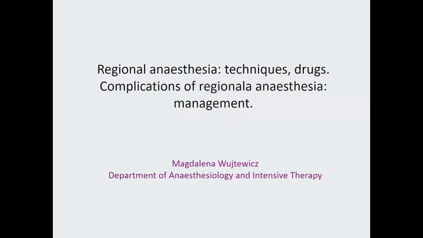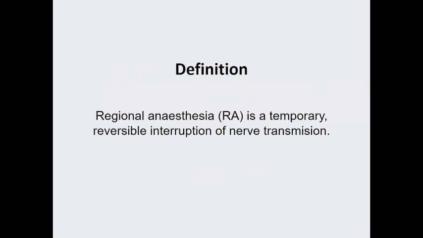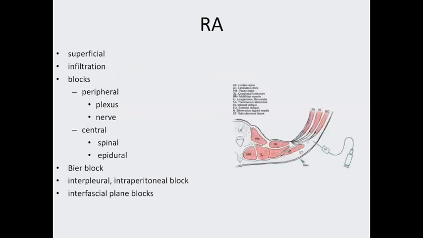Regional anesthesia. What is regional anesthesia? Regional anesthesia is a temporary reversible interruption of nerve transmission, and we can interrupt this transmission at different levels of the nervous system. This transmission is reversible, and the block lasts as long as the drug that is injected blocks the sodium channel.